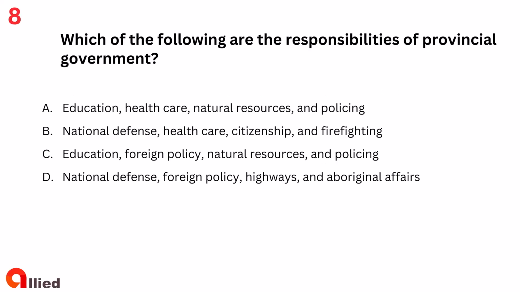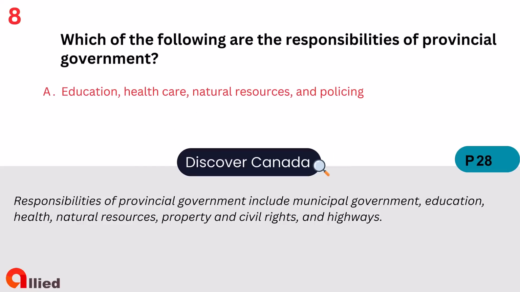Question 8. Which of the following are the responsibilities of provincial government? A. Education, healthcare, natural resources, and policing. B. National defense, healthcare, citizenship, and firefighting. C. Education, foreign policy, natural resources, and policing. D. National defense, foreign policy, highways, and Aboriginal affairs. The answer is A. Education, healthcare, natural resources, and policing.